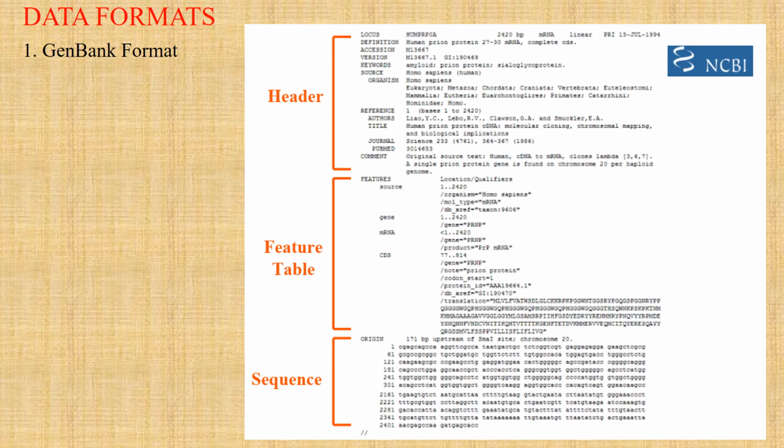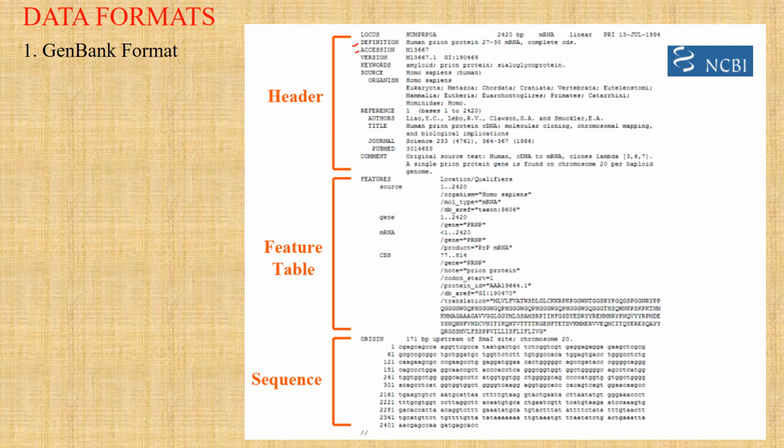So we take the example of a data format, that is the GenBank format. It is divided into 3 parts. We have the header section, the feature table, and the sequence section. Now when you get into the header section, it's trying to describe the sequence that you will get. So it gives you some basic information about the sequence. They give you the definition, the human prion protein. Here you have the accession.